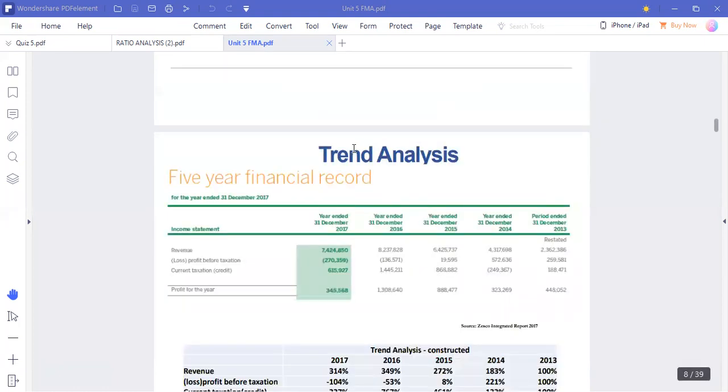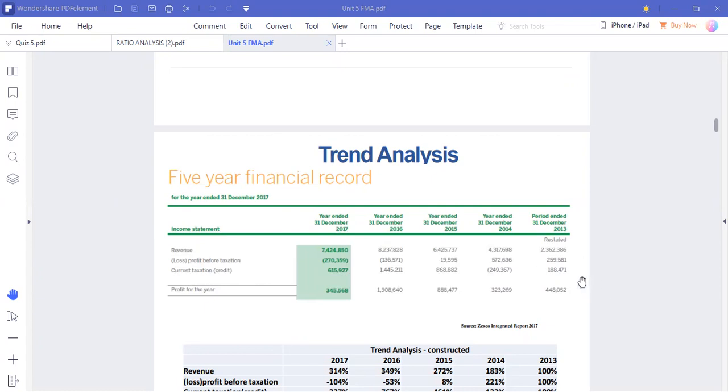So we have been given a financial statement here, and this is an income statement that shows a series of years starting from 2013 to 2017: 2013, 2014, 2015, 2016, and 2017. We want to come up with what we call trend analysis. What this income statement is showing us is a profit for the year. We have our income, our profit before taxation, the current tax, and the profit for the year. And this is happening for the subsequent years.